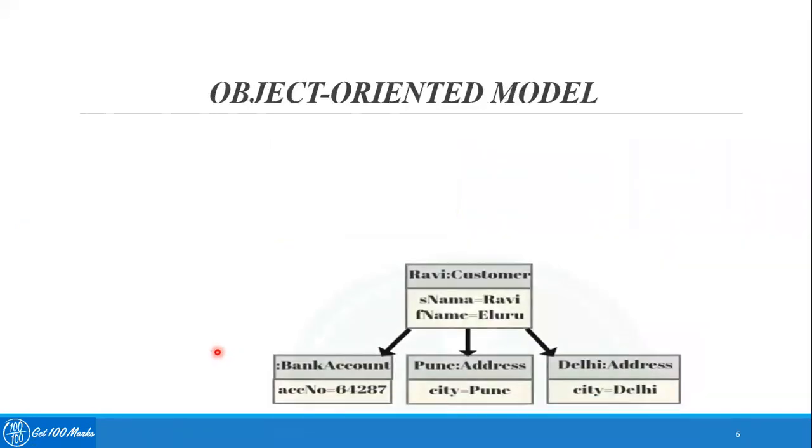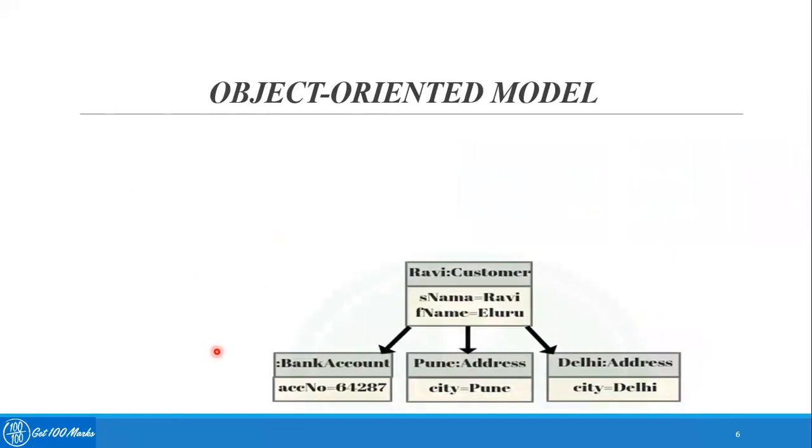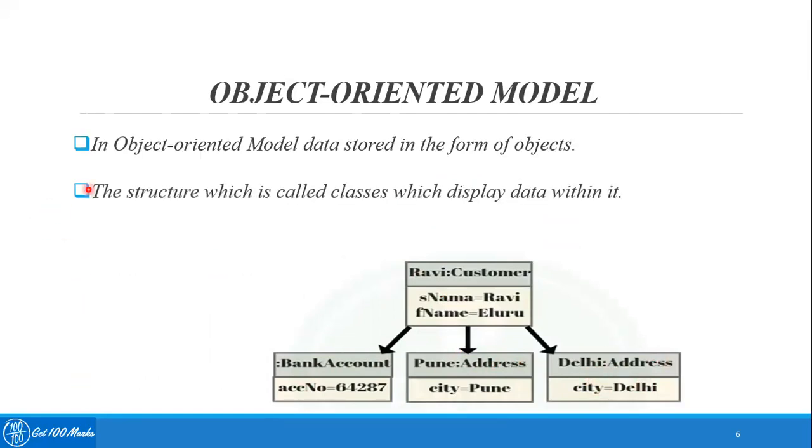Now let's talk about object-oriented modeling. Here, every data will get prepared as an object, and it follows the concept of class and object relationship. So you can see from here, every individual data will be considered as one single object. In the object-oriented model, data is stored in the form of objects, a structure which is called classes, which displays the data in it. So this is an object and this is a class related to that particular object.